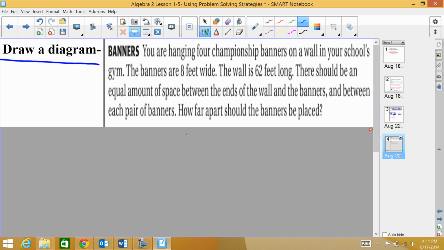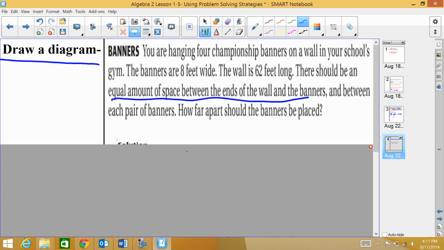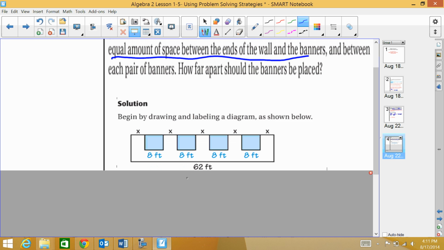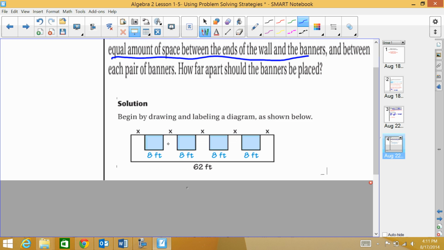So we have four banners. We know the wall is 62 feet long, so we want to start there. And we know that there should be the same amount of space between the ends and the banners themselves. You can use any variable you want to represent that space, and I'm going to use x. And we know the banners themselves are actually 8 feet wide. So if we draw a picture, it would look similar to this. The wall is 62 feet, and each banner is 8 feet wide. So we get an idea of what that looks like. We want equal space between the banners and at the ends too. Now, using this diagram, let's try to write an equation to solve this.